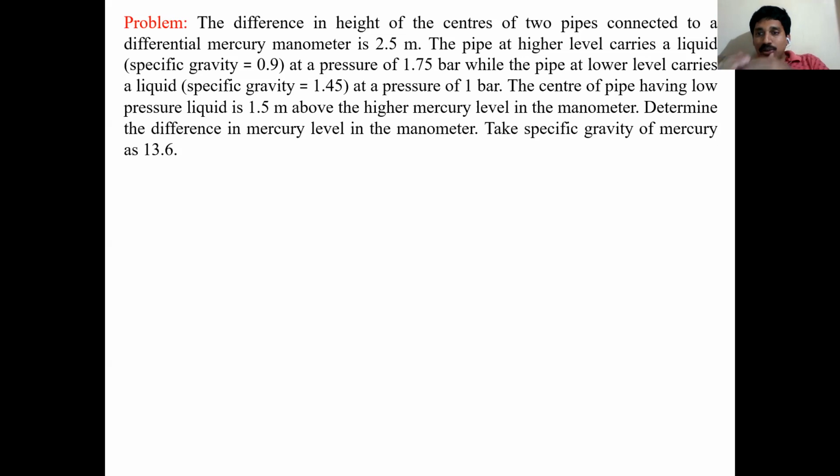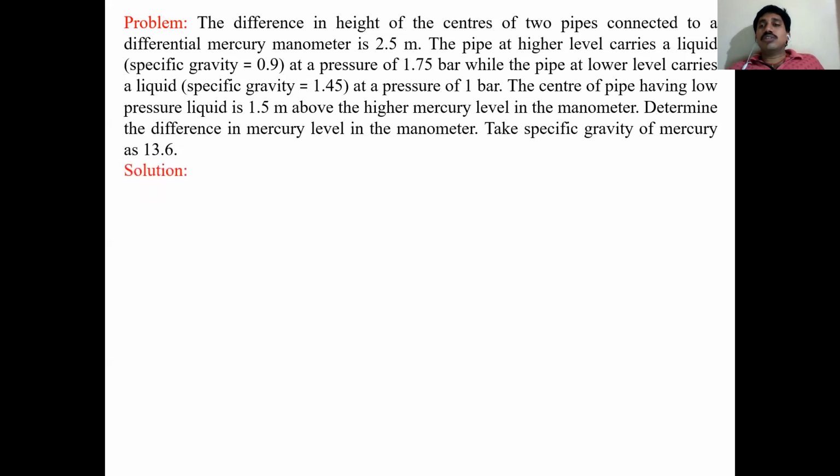From the mercury level in the manometer, we have to move 2.5 meters above, where you will get the second pipeline, the lower level pipeline. Determine the difference in mercury level in the manometer. Mercury level changes due to the pressure differences in the pipes. So how much difference do we get in the mercury level of the U-tube manometer? Take the specific gravity of mercury as 13.6. So this is given.